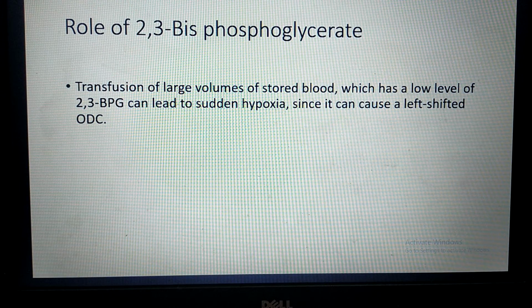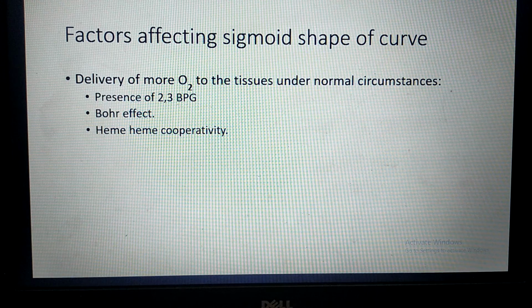What is the role of 2,3-BPG here? 2,3-BPG decreases the affinity between hemoglobin and oxygen. When 2,3-BPG is absent, hemoglobin binds more tightly with oxygen and does not deliver the required amount of oxygen to the tissue, or it delivers less oxygen to the tissues, due to which there is hypoxia. So these are the three factors which help to deliver more oxygen to the tissues and give the sigmoid shape to the oxygen dissociation curve: the presence of 2,3-BPG, the Bohr effect and heme cooperativity.